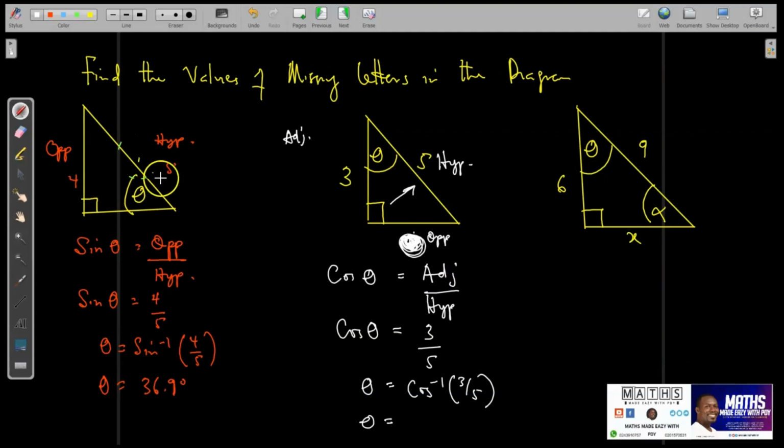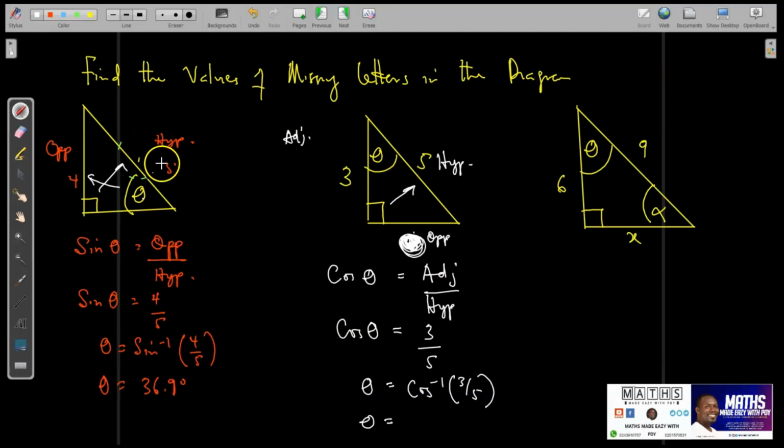But from the first question, we knew the 4, and the 4 was directly opposite to the theta. And we knew the hypotenuse because the right angle faces the hypotenuse automatically. Are you okay now?